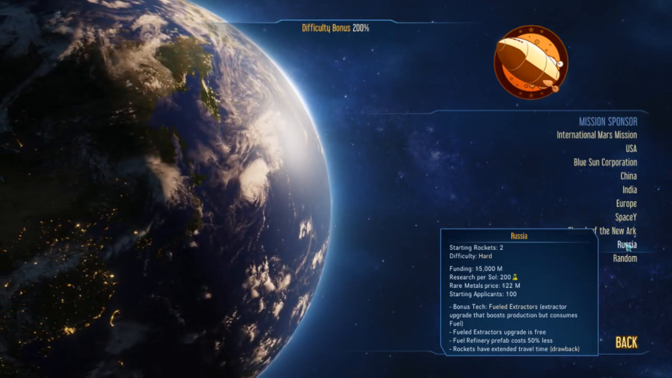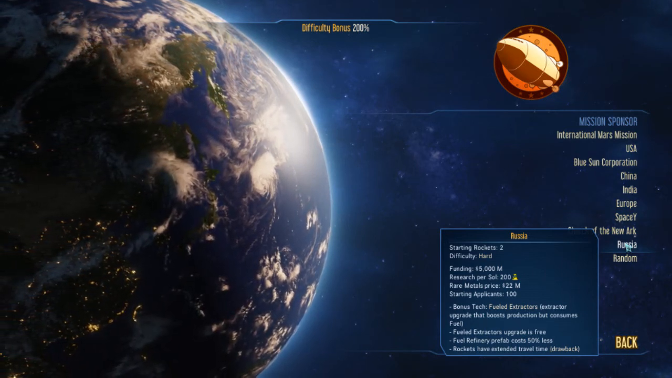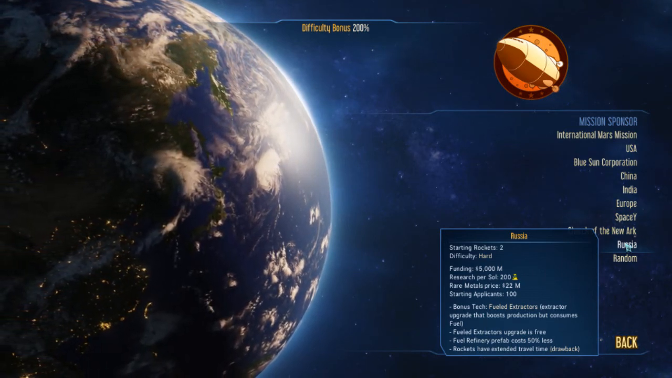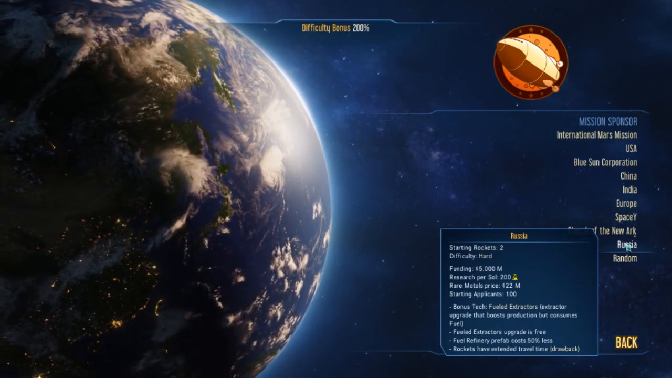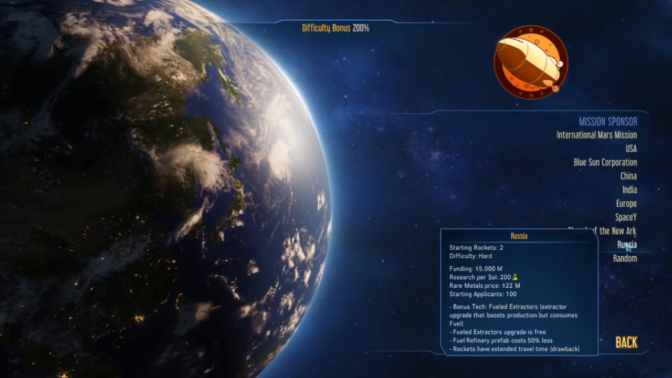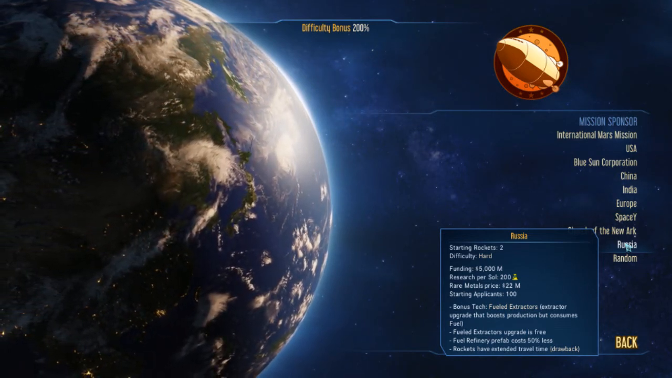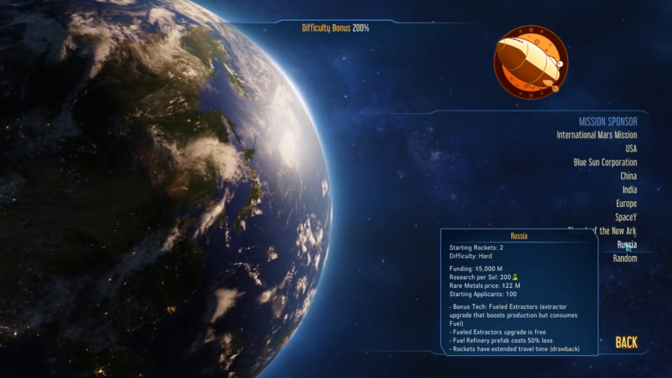So you can just extract resources much more quickly as Russia, which is a pretty good perk. Now, honestly speaking, though, they are still quite a difficult faction, but I don't think that their listing as the most difficult faction in the game is really warranted. I do think that the Church of the New Ark is actually worse than Russia, but honestly speaking, they're not that bad.